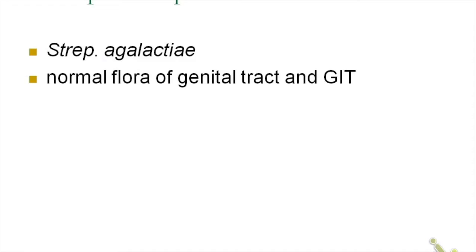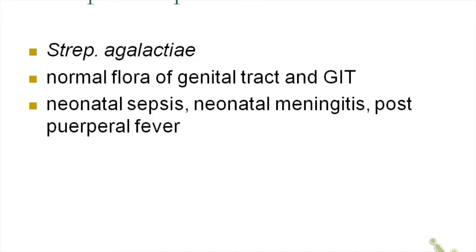Group B. So we have discussed group A already. Then we have group B streptococci. The representative organism under group B is Streptococcus agalactiae. It's a normal flora of the genitourinary tract of females, and it's normal for a female but not for the infant, not for the neonates. That's why during childbirth, Strep agalactiae could cause neonatal sepsis, neonatal meningitis, and post-puerperal fever, or fever after the child has been delivered.